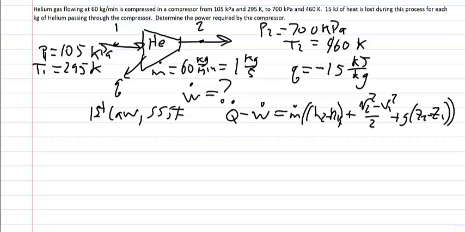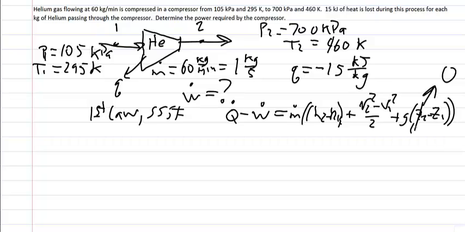Now, the next thing that we need to do is note that there is no potential energy change. Again, we know nothing about the geometry of this compressor. We simply assume that the elevation at the inlet and the exit are pretty close to each other, so the potential energy change goes to 0.